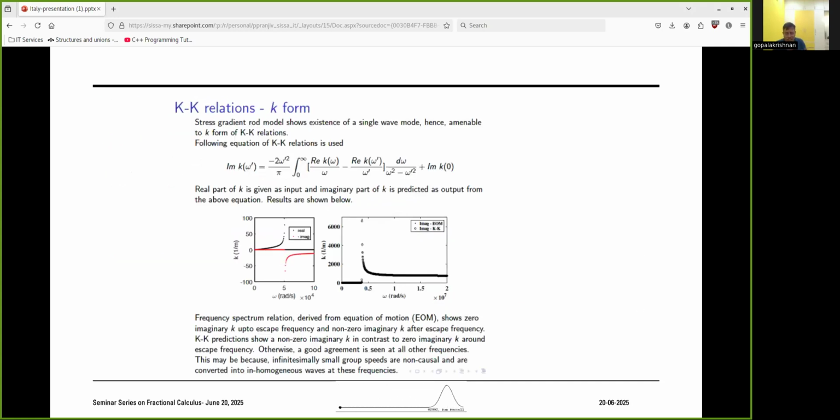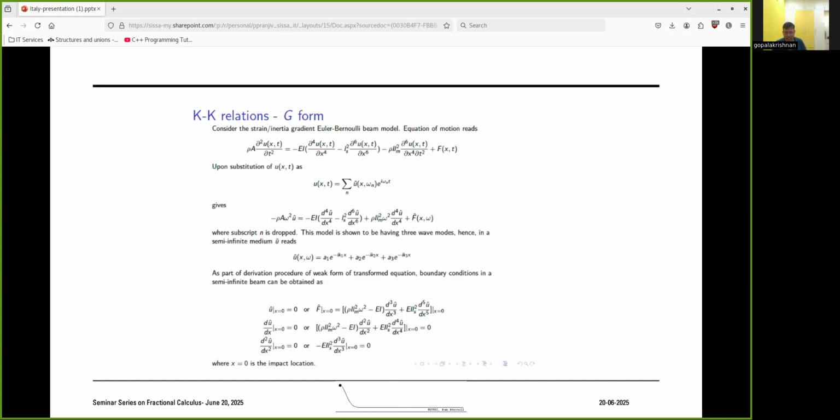So let's take the case of the stress gradient rod, and we apply this K form of the KK relation. This is the original obtained from the equation of motion, which I presented before. Now I take the real part and feed it to the KK, and I get exactly the same as the imaginary part, saying that the second order stress gradient theory is a stable theory, and we can use the wave number obtained from the equation of motion. Next, please.